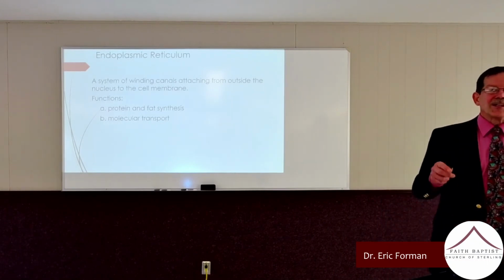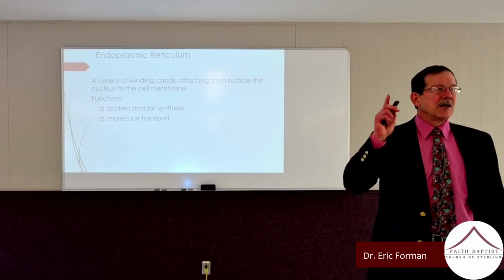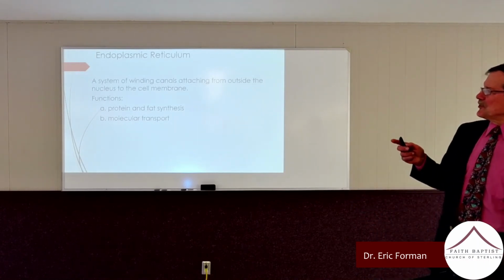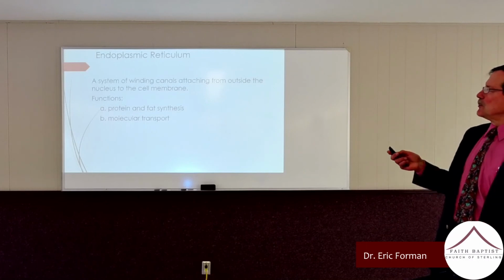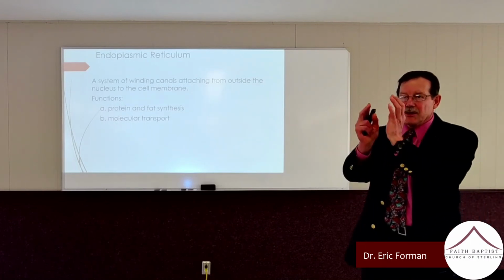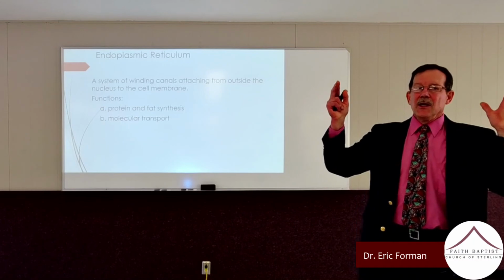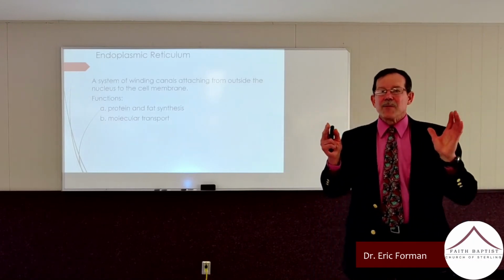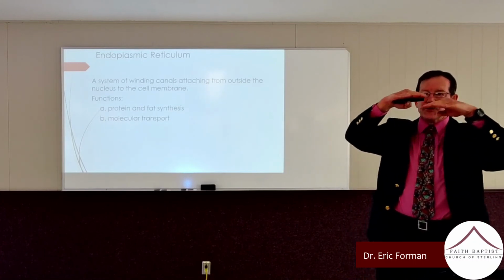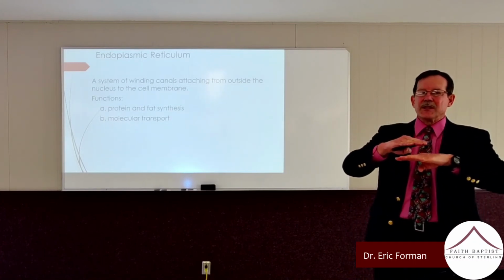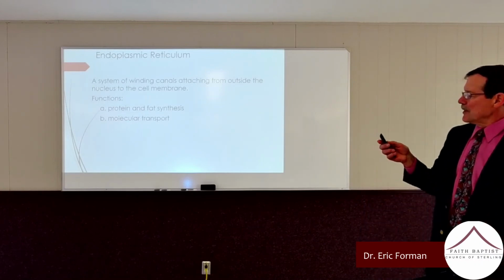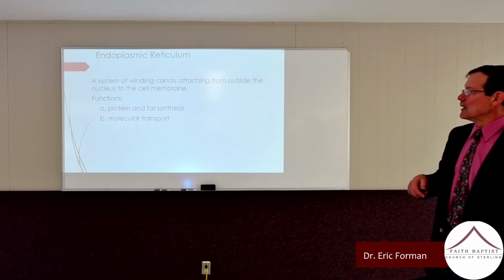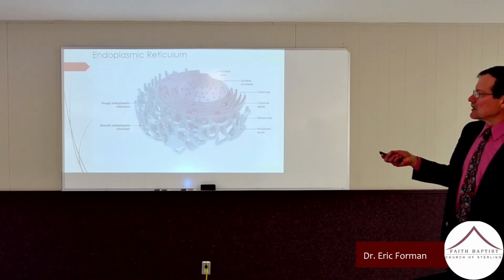Okay, the endoplasmic reticulum. This is one of the organelles. It's a system of winding canals or tubes that extends from outside the nucleus all the way out to the cell membrane. And if I were to show you a photomicrograph from an electron microscope, you would see that literally your cells are stuffed with this, like there's no more room in them. And what does it do? Protein and fat synthesis and molecular transport. This is what it looks like.